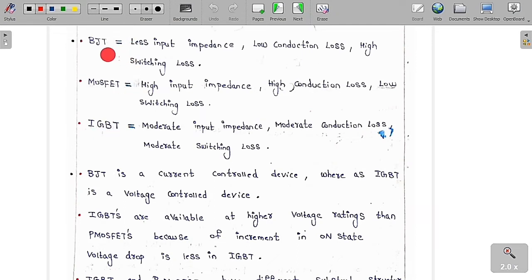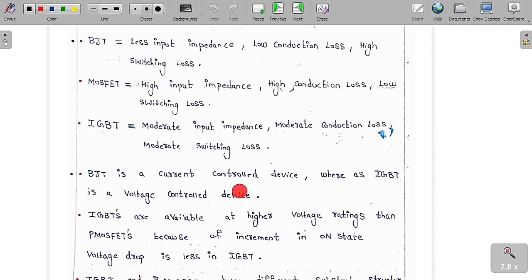So therefore, BJT has the less input impedance, low on-state conduction losses and high switching losses, whereas the MOSFET will have the high input impedance, high conduction losses and low switching losses, whereas IGBT is going to have the moderate input impedance, moderate conduction losses and moderate switching losses. The voltage rating of IGBT is very much higher than the MOSFET and the BJT.